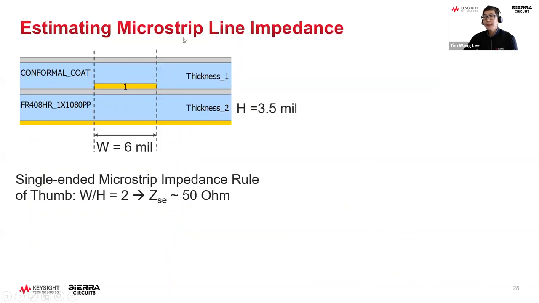But now, once we're getting used to this setup, we're gonna take a step forward. So here's the summary. If it's a single-ended microstrip, the width over height is about 2, you can expect the single-ended impedance to be about 50.